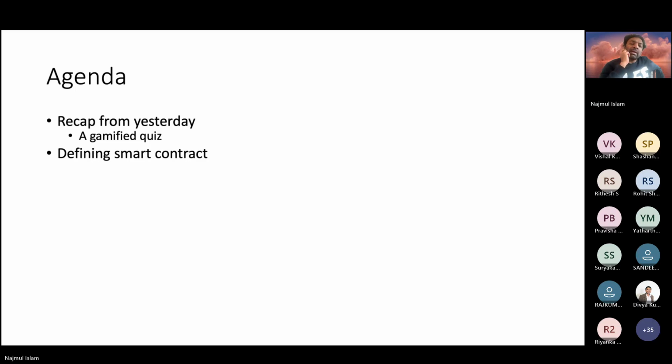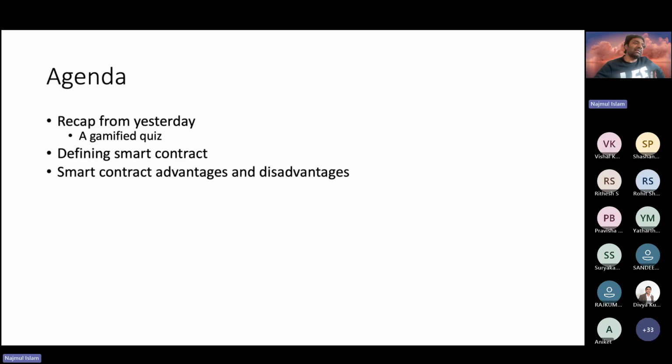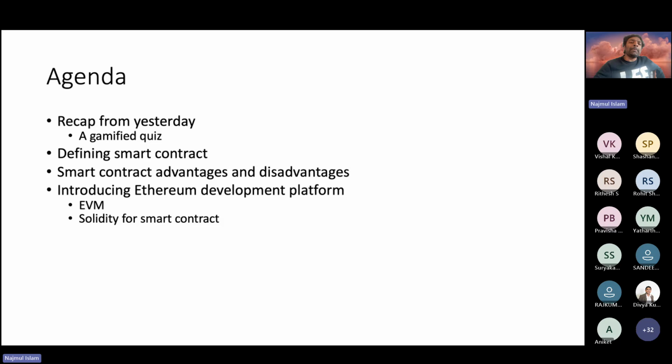And then we will talk about a smart contract. We try to define it, and then we will discuss possible advantages and disadvantages of smart contracts. And then we will talk about the Ethereum development platform because we will try our smart contracts on Ethereum. So that's why I will give some theoretical knowledge about the Ethereum development platform. Especially, I will talk about the Ethereum virtual machine, in short, EVM.